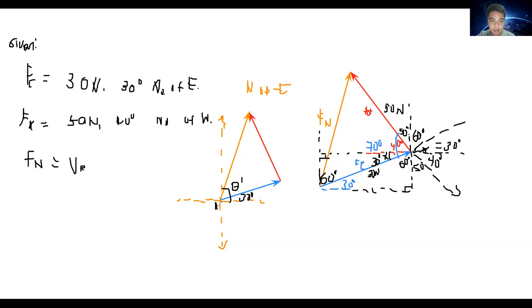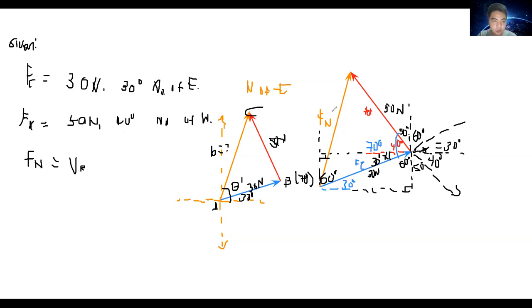Okay, analyze natin ang oblique triangle. So suppose this is A, B, and then C. What is side A? As you can see, the red one, that is 50 newtons. And then we have side C, that is 30 newtons. We need to determine what is the value of side B. Since we have already obtained the angle B, wherein angle B is 70 degrees.